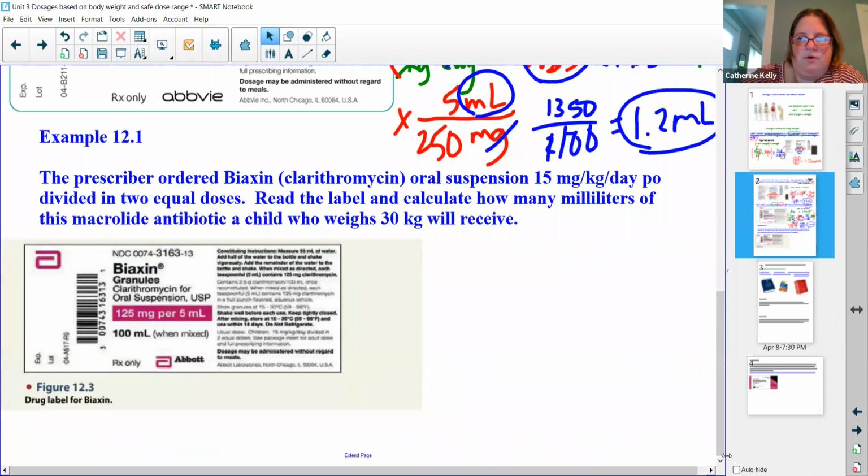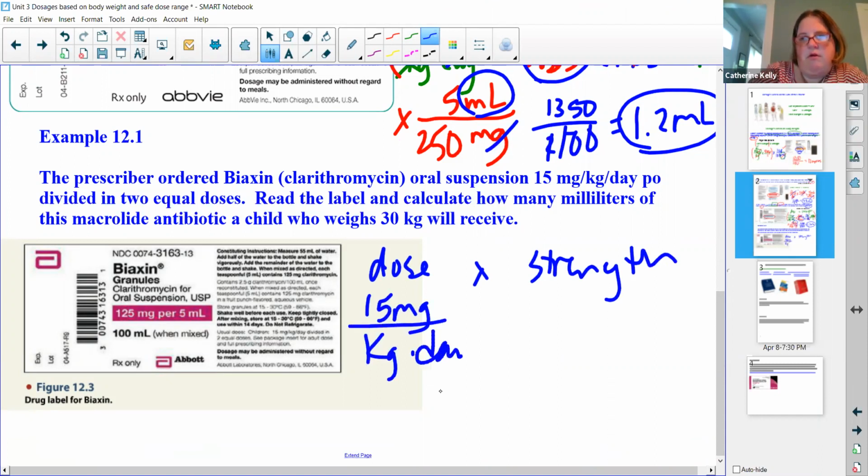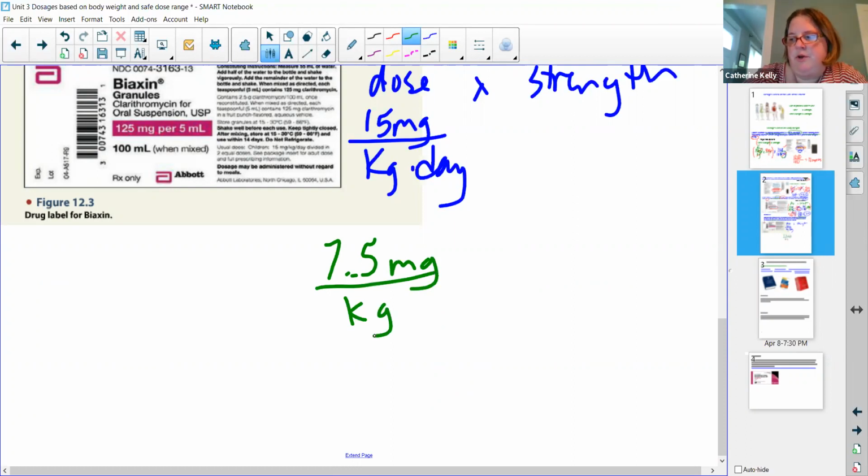All right, so you're going to do dose times strength again. And your dose is 15 milligrams per kilogram per day. And I want it by the dose though. So then if you read further, it says in 2 equal doses. So if I cut that in half, let me show you a different way to do it. If I cut that in half in the beginning, then I would have 7.5 milligrams per kilogram. And then that's per dose, so I'm good.